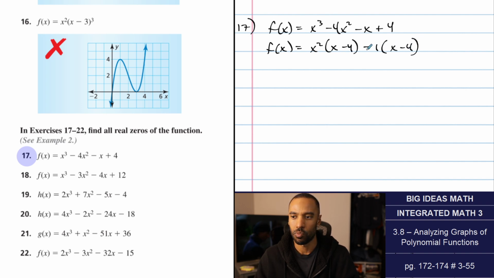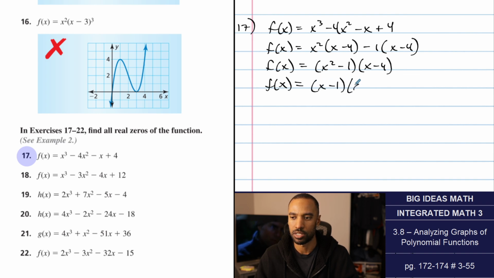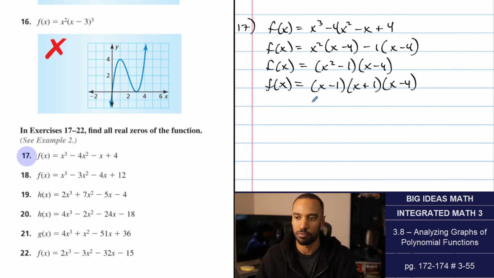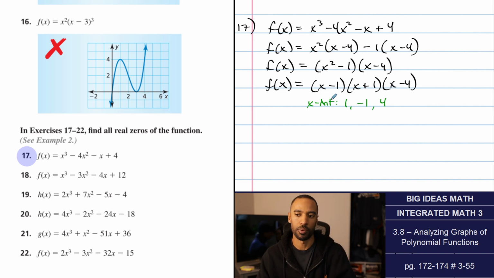So here, when I factor out x squared and -1, I get a common factor of x minus 4. So x squared minus 1 is the result of that, and that's a difference of two squares, which is x minus 1 times x plus 1. So you can see that factored form is very important for what we can do here because this reveals your x-intercepts. Your x-intercepts are 1, -1, and 4. It would also reveal multiplicities, none of which exist.